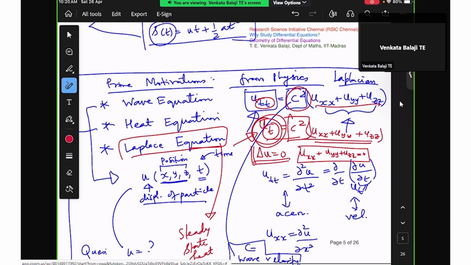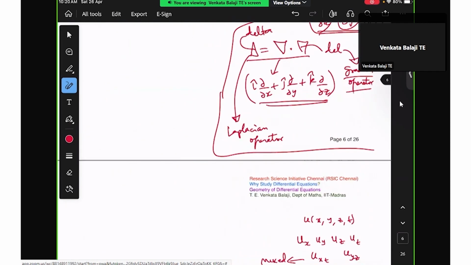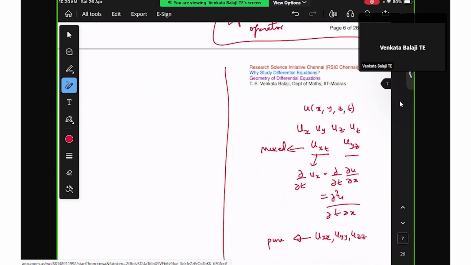Pardon? Where is the Laplace equation applied? Okay. So there's a nice question. What is the importance of the Laplace equation by itself? I'll tell you something very interesting. Very, very interesting.